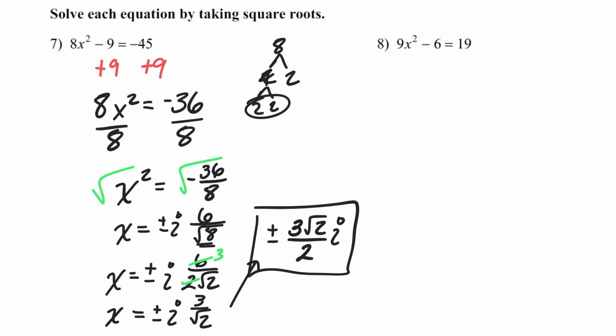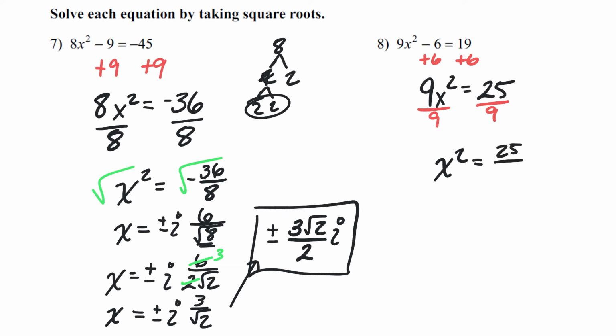Let's look at question number 8. Again, it's missing the b value, so we're able to just take the square root. We add 6 to both sides, which gives me 25. Next thing I want to do is divide by 9. Again, I'm not going to simplify that because my next step is to take a square root, and both of these terms actually have perfect roots. So by simplifying it, I'm going to actually make things worse for myself. Just do a little evaluation on that first.